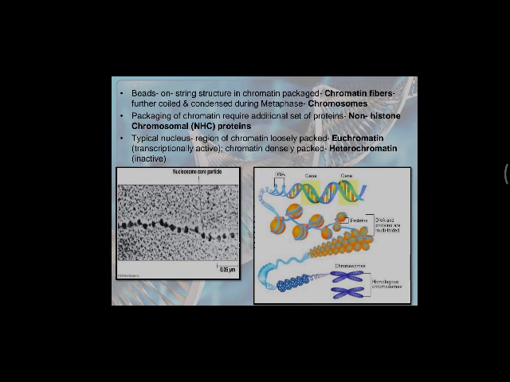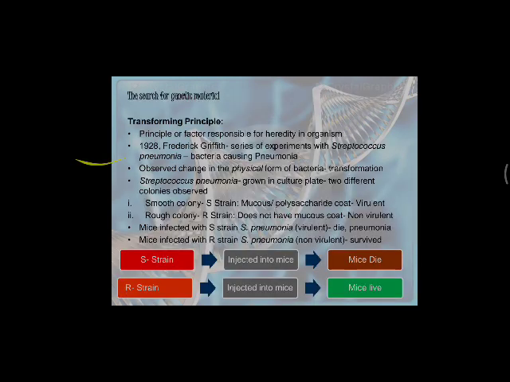In a typical nucleus, the region of chromatin that is loosely packed is euchromatin, which is transcriptionally active. Chromatin that is densely packed is heterochromatin, which is inactive. Transcriptionally active chromatin means euchromatin, and inactive means heterochromatin. The difference between euchromatin and heterochromatin is a very important board question.